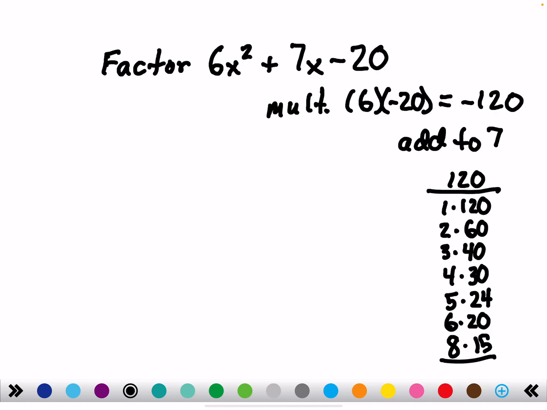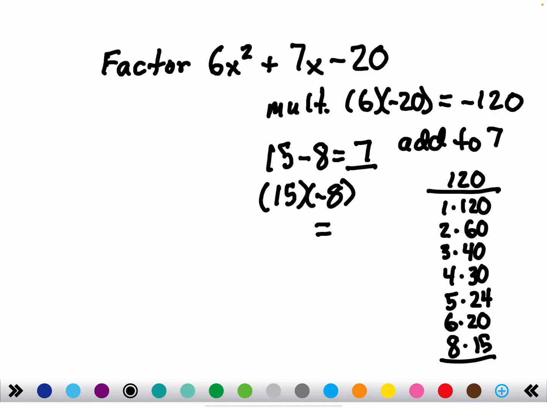To get the correct signs, I have to add to a positive 7. So it means the 15 is positive and the 8 is negative. That adds to positive 7. And you would have positive 15 times negative 8. That is negative 120.